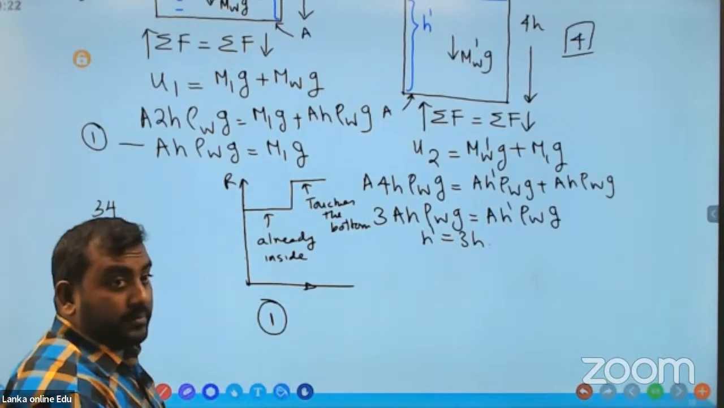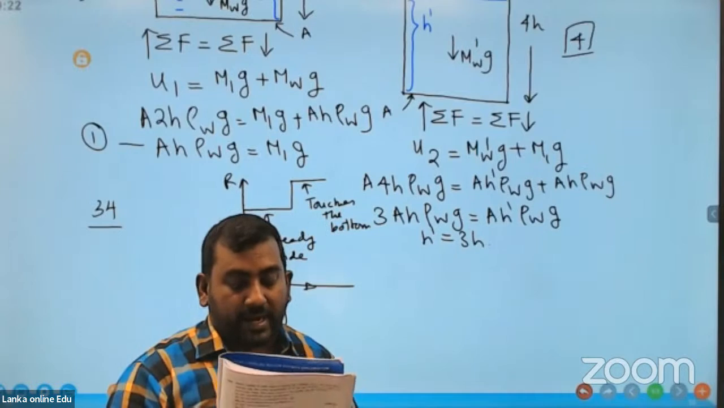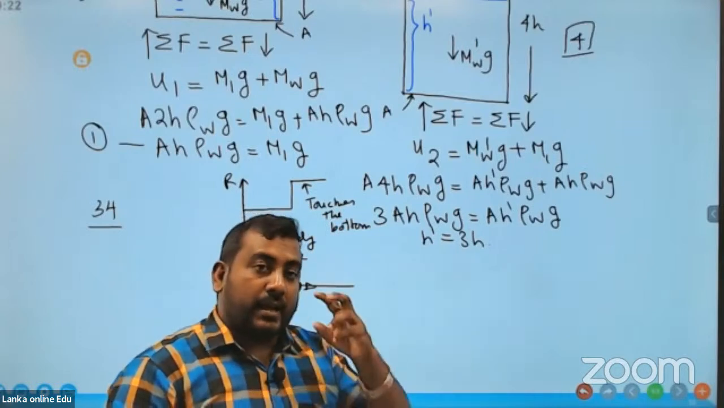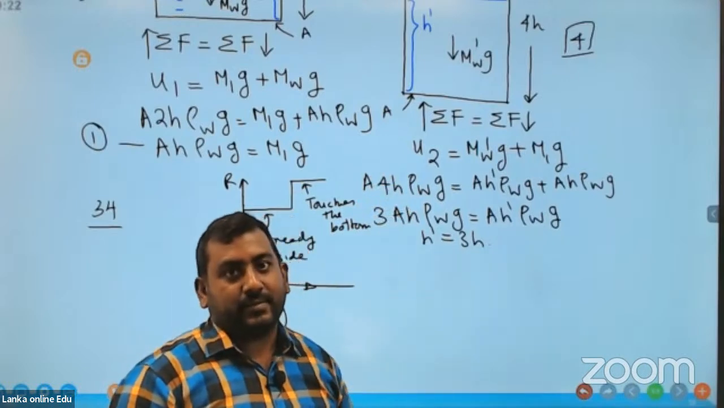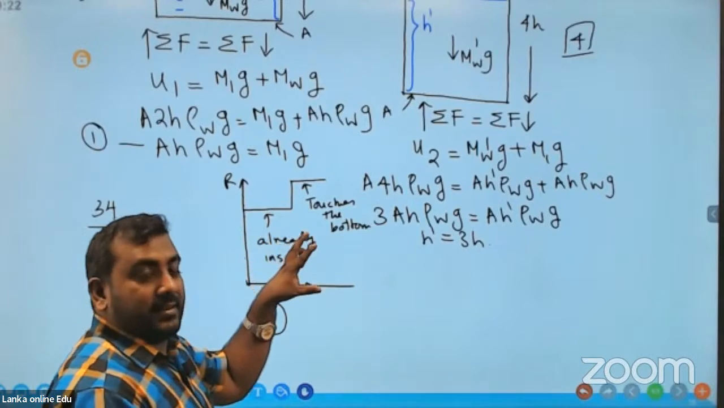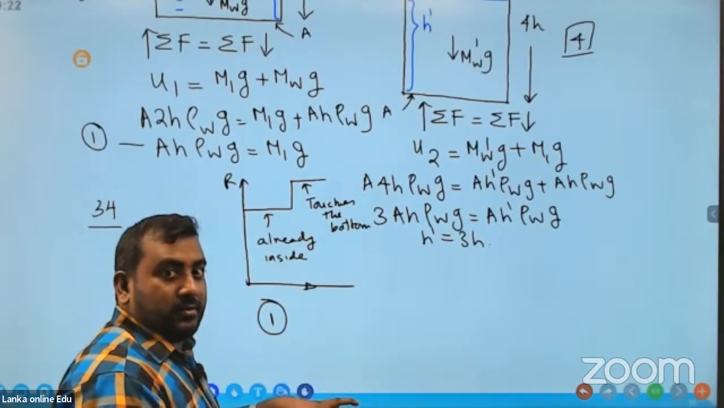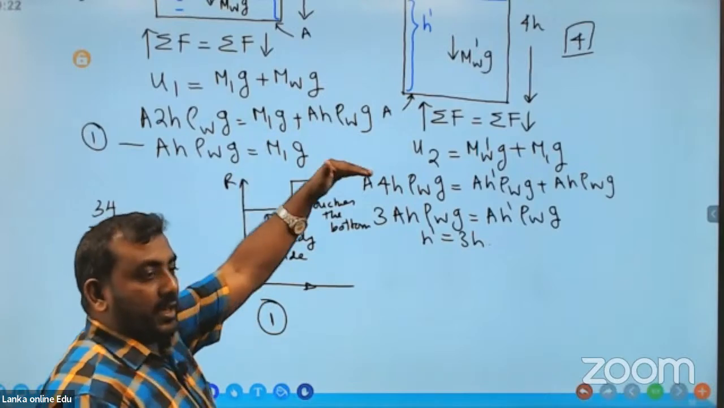So be careful. Just because you know the complete theory, don't go and look at the graph and underline graph number 2. Graph number 2 will come if you submerge from outside to inside. That is not happening here. Already the object is inside. From inside only it's going down. So already there is a reading. Once it touches the bottom, quickly it will peak.